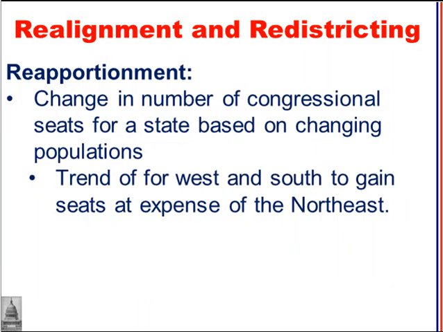So here's reapportionment. If, when the census comes out every 10 years, there's a change in population, reapportionment happens, where that would actually give one state more seats and take away seats from another state. So it would change the number of congressional seats and congressional districts for a state based on changes in the census. And right now the trend is for the West and the South to gain seats at the expense of the Northeast and the Midwest, the Rust Belt. So there's 435 congressional districts around the country, and that number was fixed in 1929. So there's always going to be 435 representatives, but the states that those representatives come from will change based on shifts in population. That is reapportionment, changing the number of seats in the House.